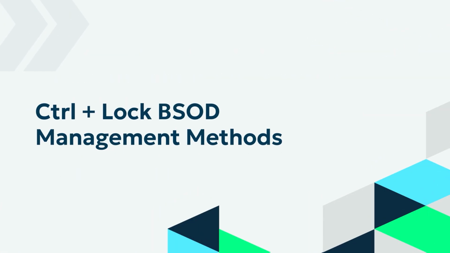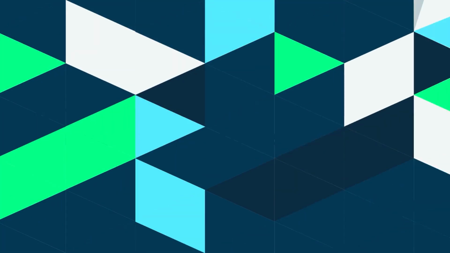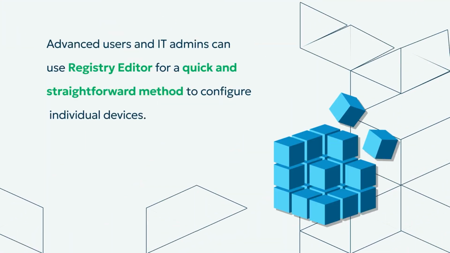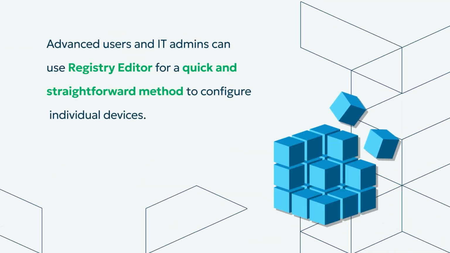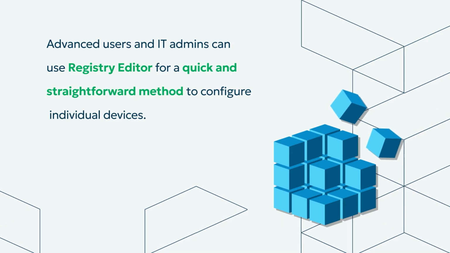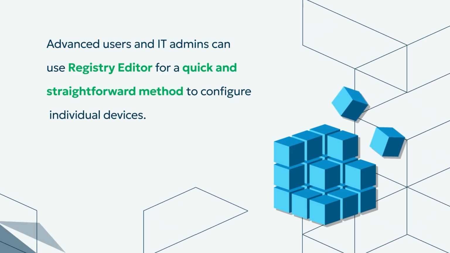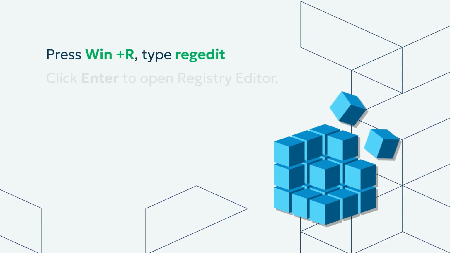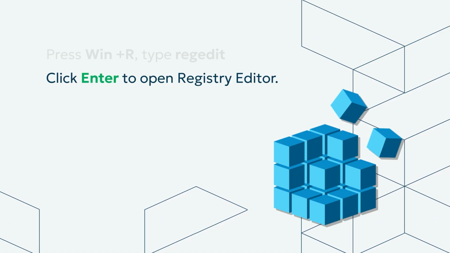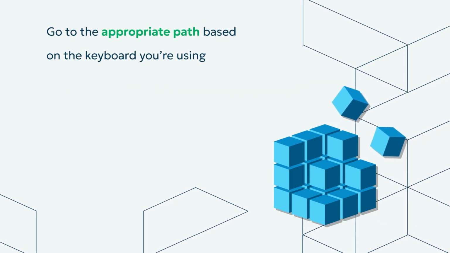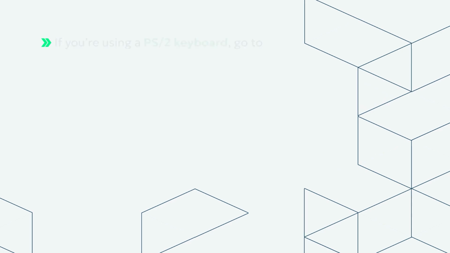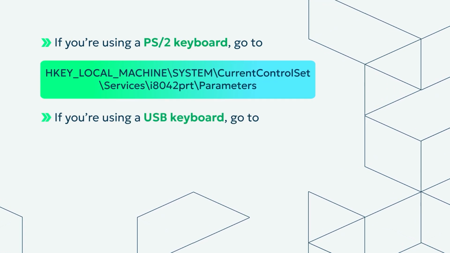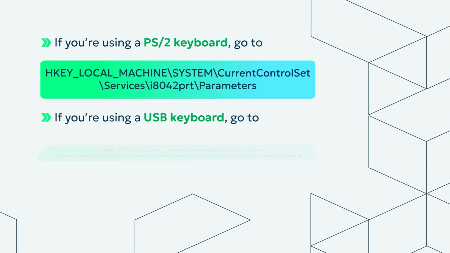Ctrl+Scroll Lock BSOD management methods. Method 1: Using Registry Editor. Advanced users and IT admins can use Registry Editor for a quick and straightforward method to configure individual devices. First, press Win+R, type regedit, and click Enter to open Registry Editor. Next, go to the appropriate path based on the keyboard you're using. If you're using a PS2 keyboard, go to. If you're using a USB keyboard, go to.